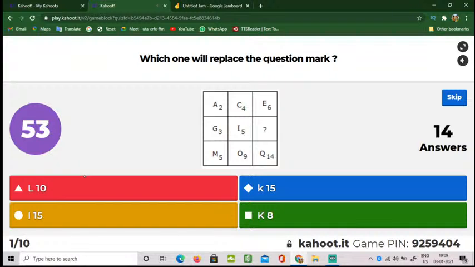Come on, guys, you all can do it. Let me give you the hint once again. You have to plus two numbers so that you will get the third number. Okay, I've got 14 answers and you're still left with 30 more seconds. Come on, guys, please do answer every question without fail.